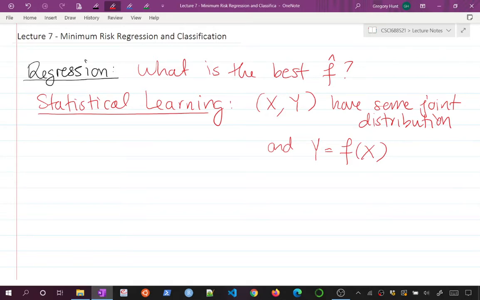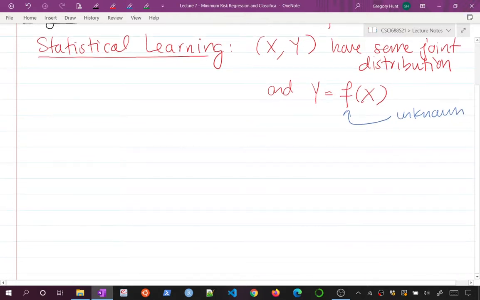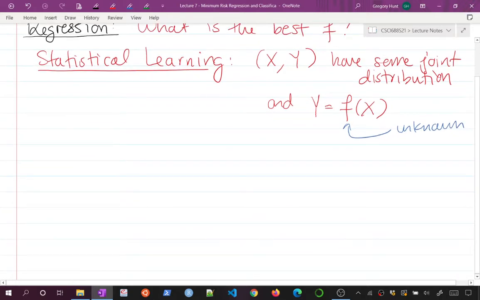There's some unknown f, some true data generating function that relates y to our x's through y is f of x, but x is random, and so y is going to be random. So when we observe our actual data, we draw from this distribution of x and y. It's not like we're always going to get the same value of y for the same value of x, right? Because we're taking random draws.